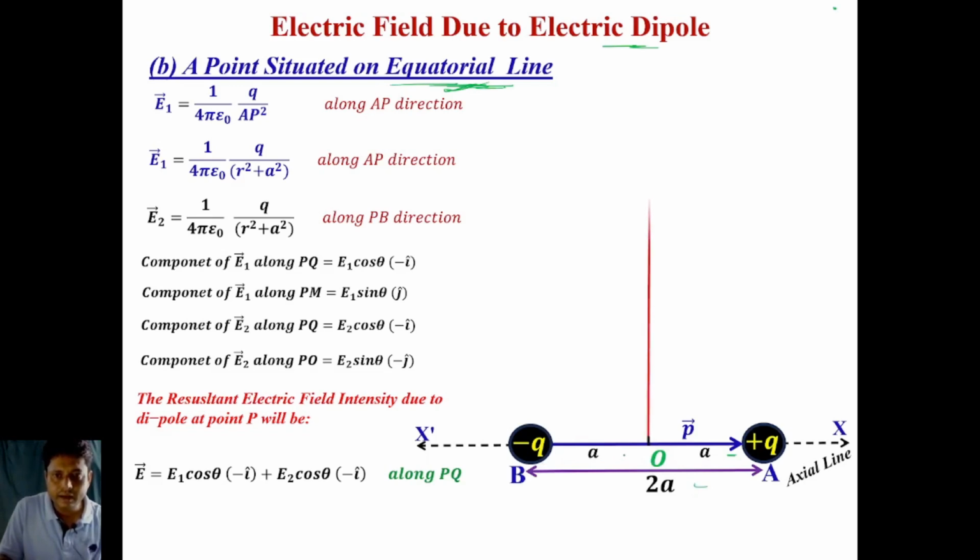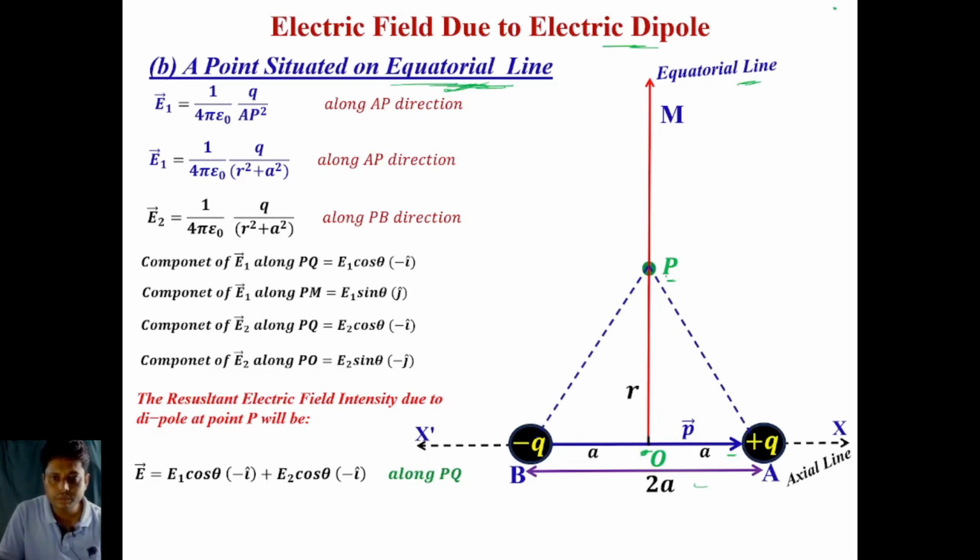And this is the line which is perpendicular and dividing this distance 2a, called the equatorial line. So, here the equatorial line is nothing but the line which is perpendicular to the dipole and divides its length into two equal halves. Okay. So, the equatorial line passes through the middle point of the dipole. Consider an arbitrary point P, which is at distance r from this center, the middle point of the dipole, to P.